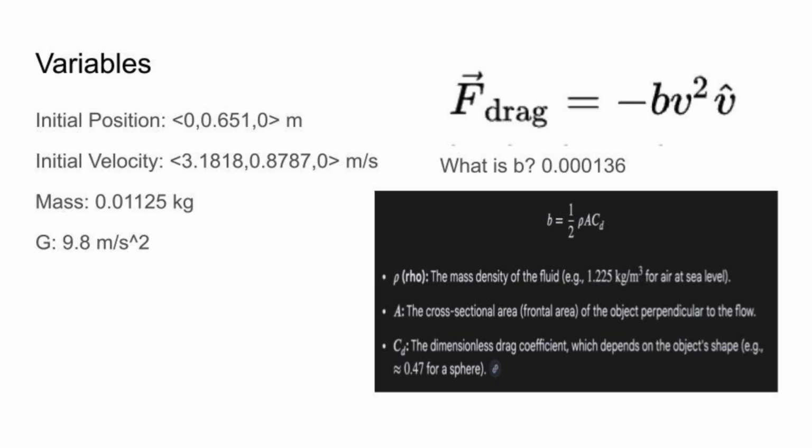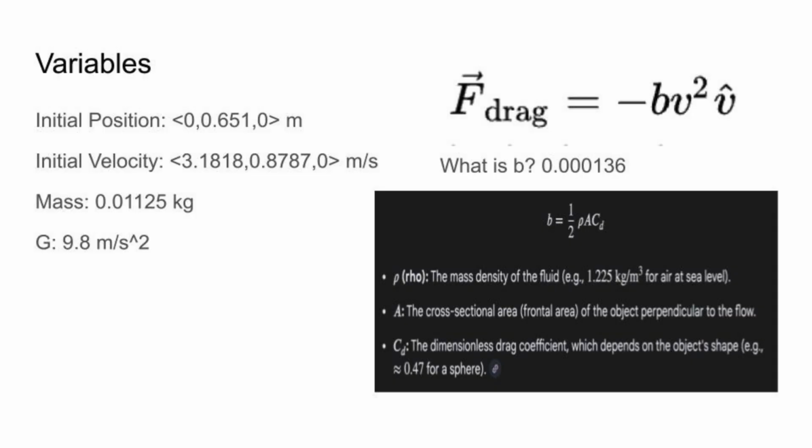The initial position was where our axes intercepted at y. Because of this, we got the following vector. For initial velocity, we found the displacement in the x and y direction over the first time frame and got the vector shown on the screen. Our mass was 0.01125 kilograms and our gravity was 9.8.